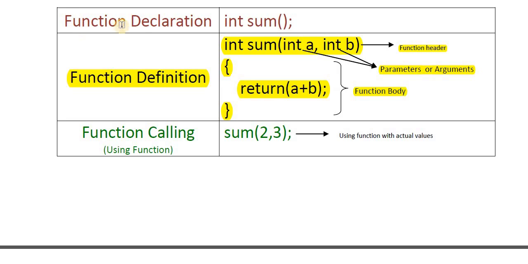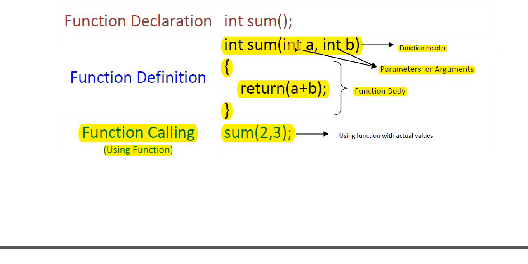So this is about function declaration and function definition. Last is function calling. So what is meant by function calling? Function calling is nothing but using a function. So in the above example we have created a function. Here we just created the function by writing the function name and its body. Here we are using the function with actual values.